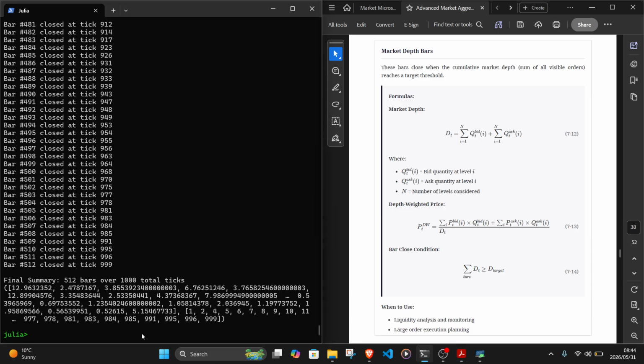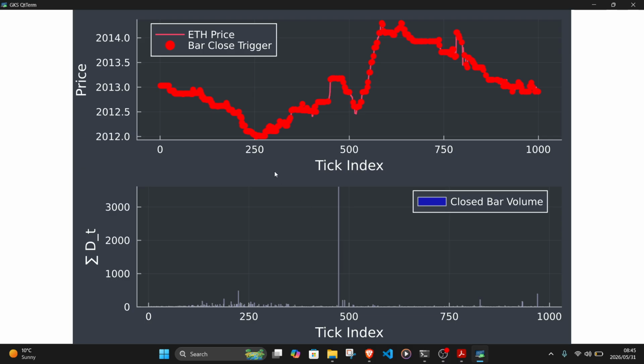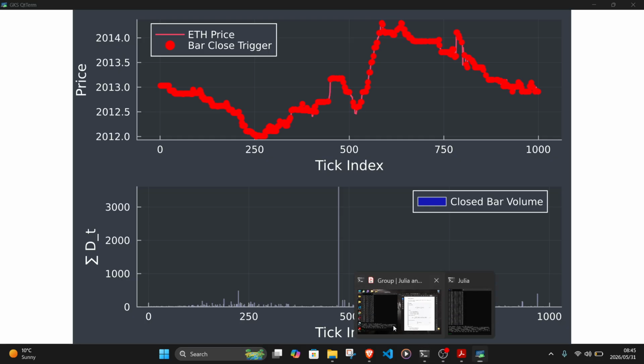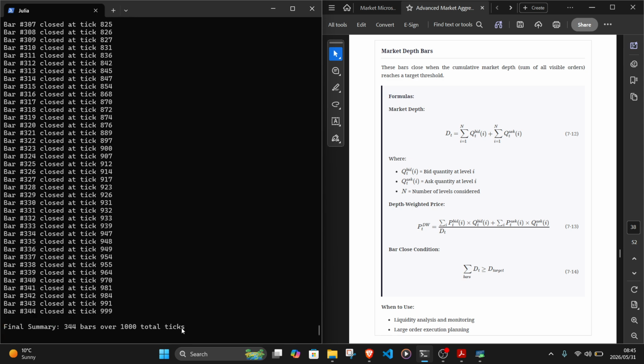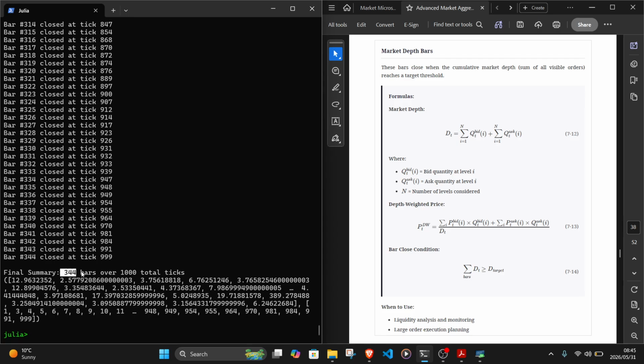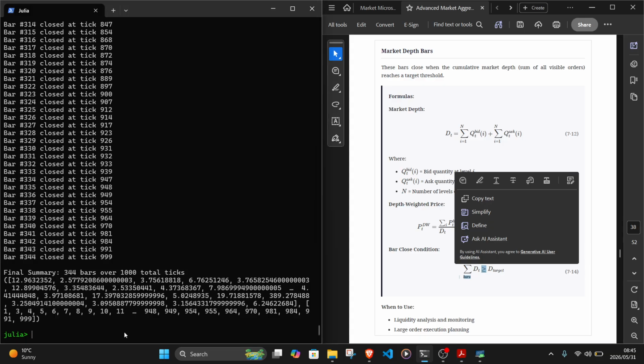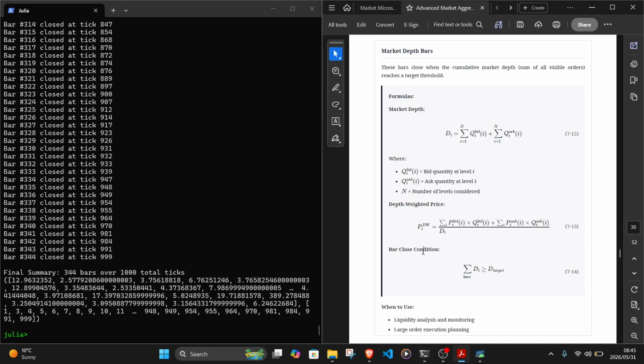Now, we had 512 bars, nearly half of the total processed ticks, that met our condition. And I said that if I were building a strategy around this, I would pick my threshold using my parameter selection secret sauce. Now, let me play around with this target. Instead of 0.5, let me go 2.5. And now we have 344 bars that met this condition over 1,000 total processed ticks.